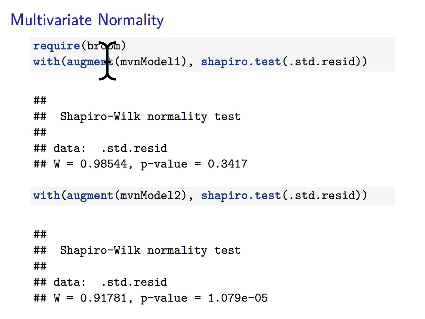Now the null hypothesis is that the residuals are normally distributed. So a low p-value is a bad thing. It's clear that model 1 with the higher p-value performs much better than model 2, which has this very small p-value. And that model 2, again, with the t-distributed error terms, is violating that normality assumption.